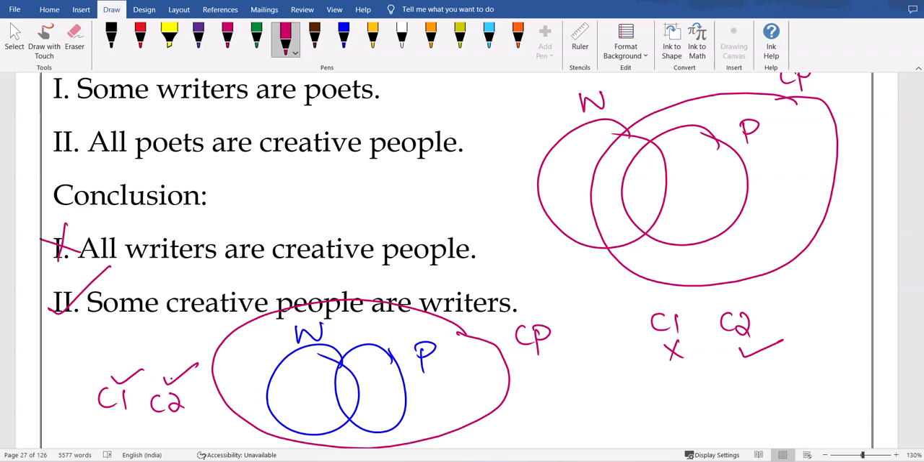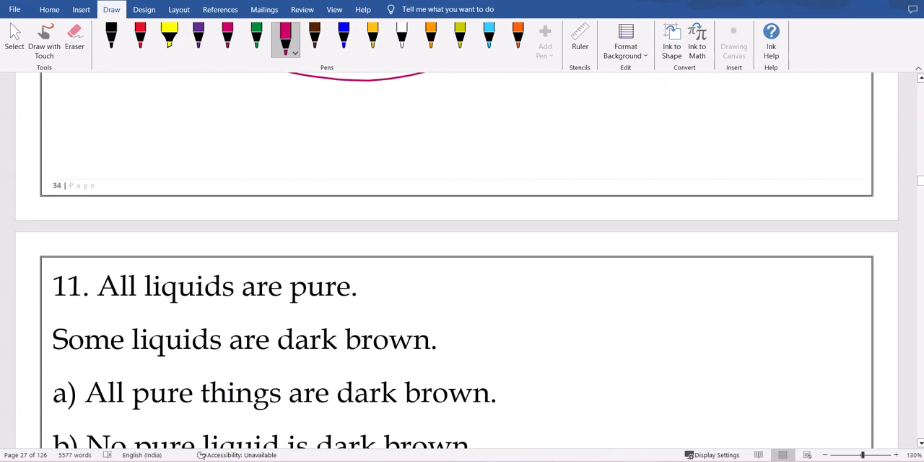This second diagram, you check it out. Now both conclusions are true. So then why is the first one eliminated? Your conclusion must be true in all diagrams. The first one failed in one diagram, throw it out. There is no word called possibility. If, suppose, all writers are creative people is a possibility, then I have to take the first one also as true. When they use the word possibility, may or may be, then one diagram satisfied you should also consider.